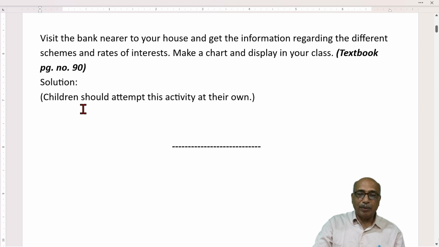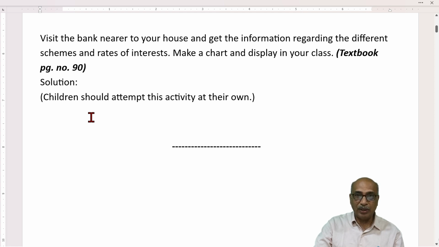Here is one activity given for us. Visit the bank nearer to your house and get the information regarding the different schemes and rates of interest. Make a chart and display it in your class, or you can make it for your ready reference also. For this, I request you to go along with your parents or guardian or anyone elder in the family. Go to the bank, see how the system works.